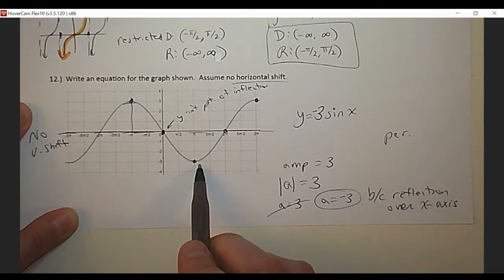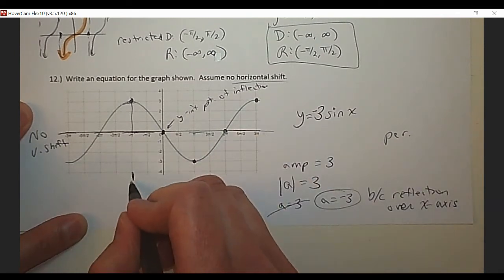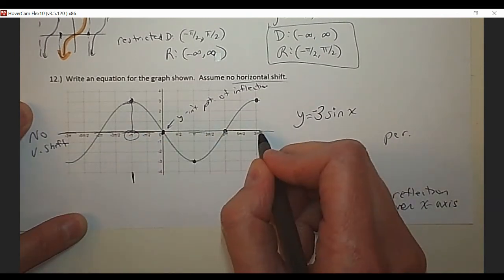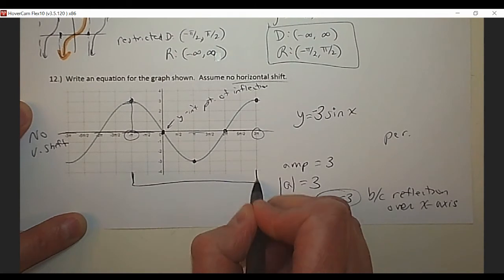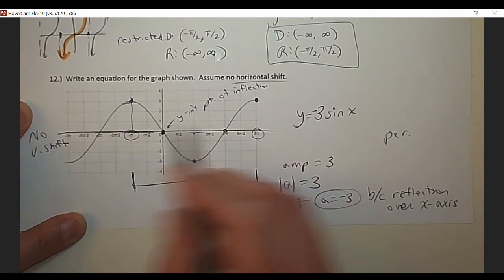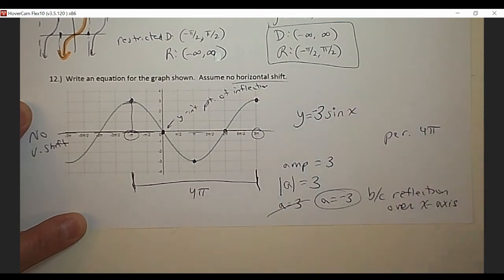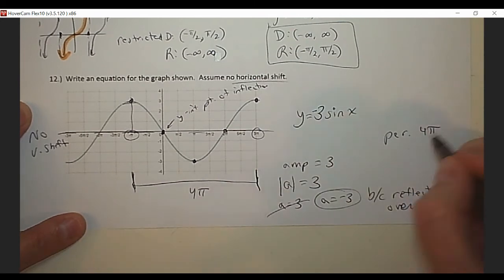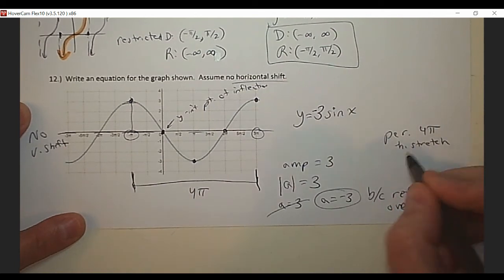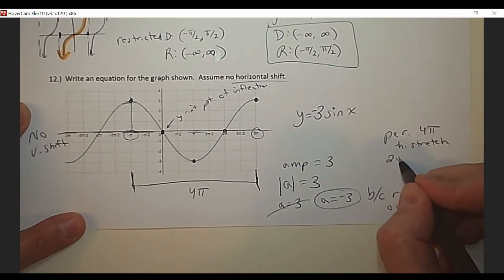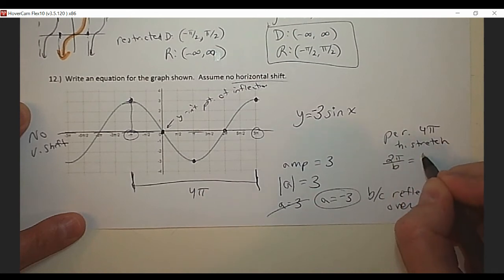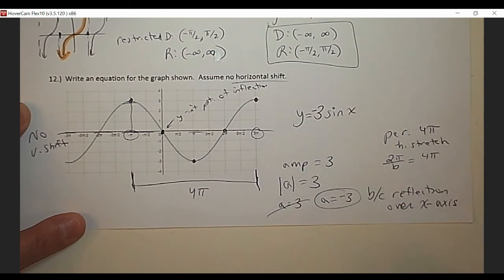So we have 5 critical points. This one is at -pi, and this one's at 3 pi. So how far is it from -pi to 3 pi? That's a distance of 4 pi. So the period is 4 pi. The period is usually 2 pi. Since this is longer, that's a horizontal stretch. To find out what b is, we take the formula and we set it equal to the actual new period.